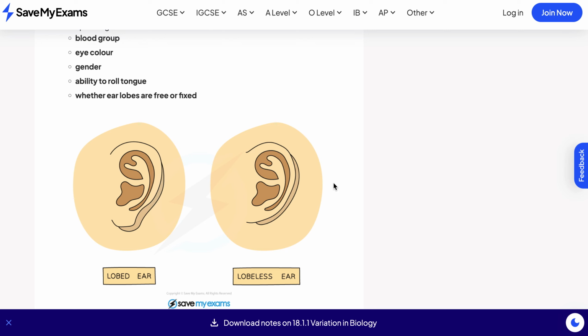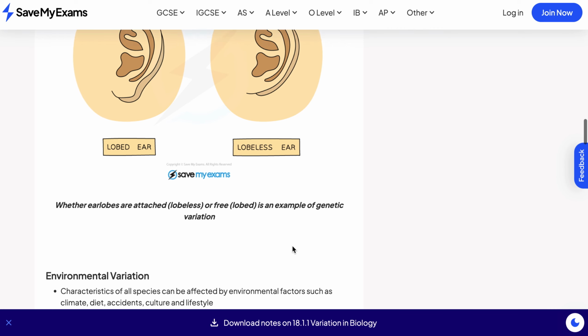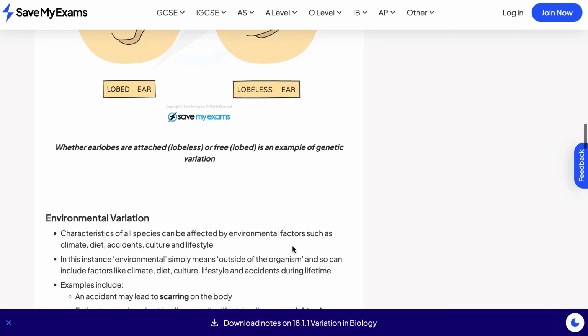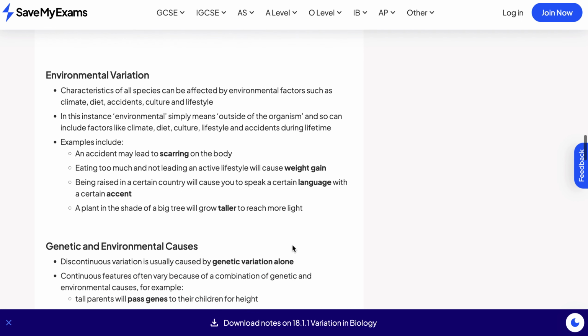Okay, we have lobed ear, we have lobeless. The lobed ear is the one that is curved here at the bottom, and the lobeless one is flat here at the bottom, just one curve. So if you have one straight curve coming like this, then we say your ear is lobeless. But if your ear curves in very deeply at the end, we say it's lobed. So this lobed and lobeless ear is a factor caused by genetics, the gene, which makes it a discontinuous variation. Now let's go to environmental variation.